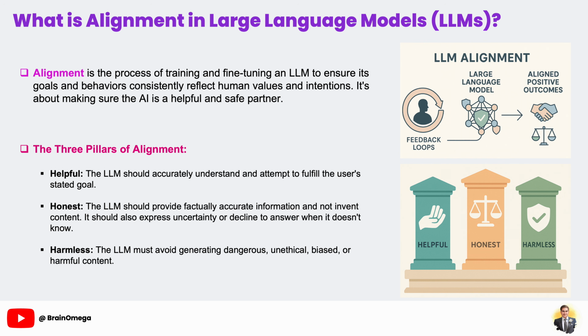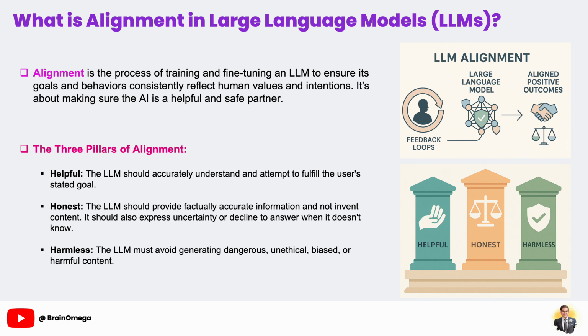At its core, alignment isn't just about making an AI smarter, it's about making it wiser and more responsible. As you can see on the slide, alignment is the dedicated process of training and fine-tuning an LLM so that its actions and responses are consistently in sync with human values and intentions. The ultimate objective is to sculpt these powerful models into partners that are not only helpful but also fundamentally safe to interact with. The diagram on the right beautifully illustrates this.